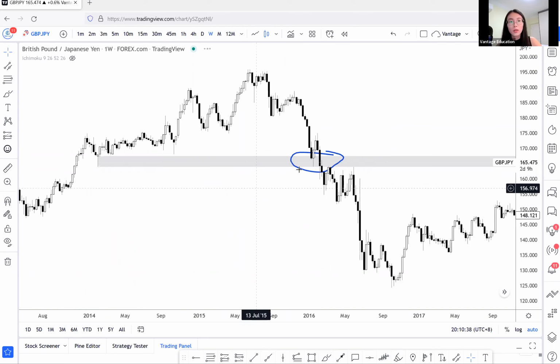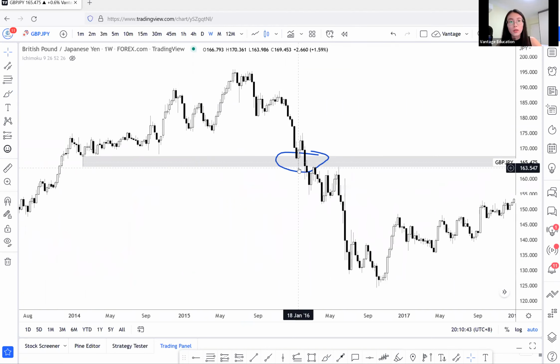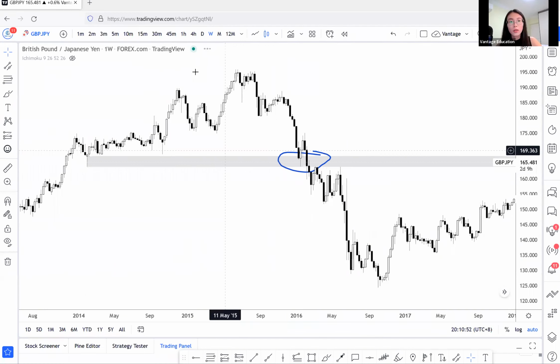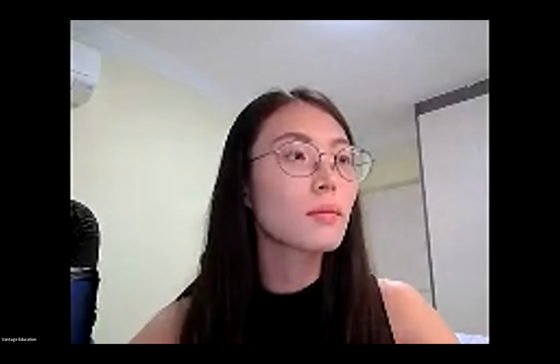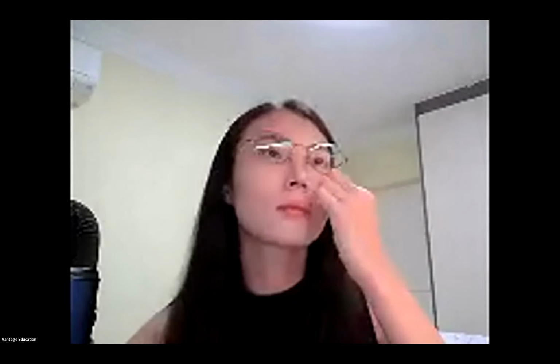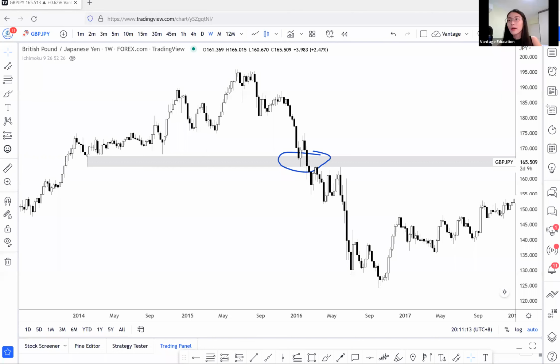I have feedback that you cannot see my screen. Are the rest of you seeing my screen on TradingView? Let me stop sharing and share it again. You should be seeing TradingView. Let me share that again. Can you see my screen now? Okay, that's great. I hope you can see my screen.